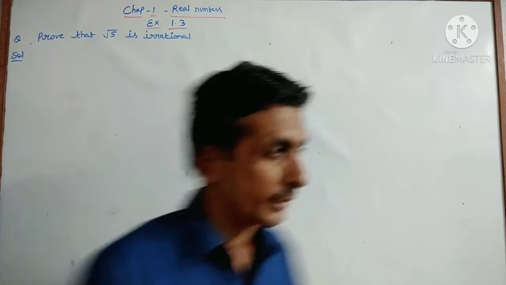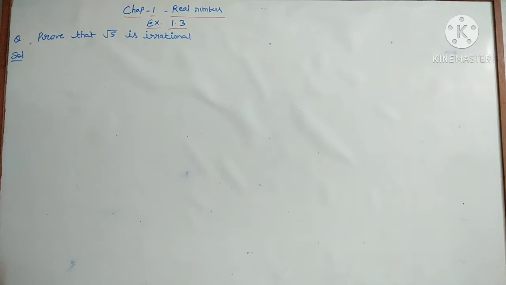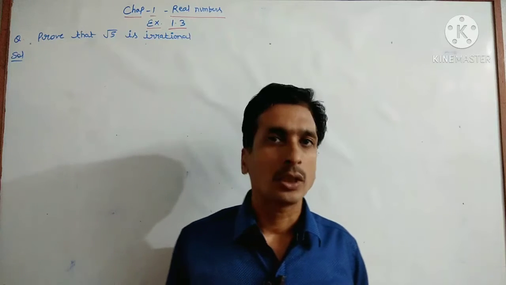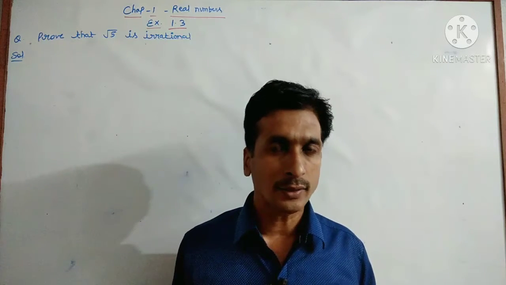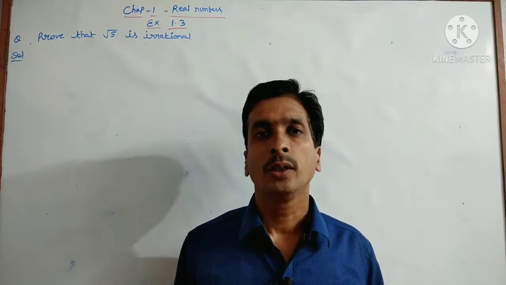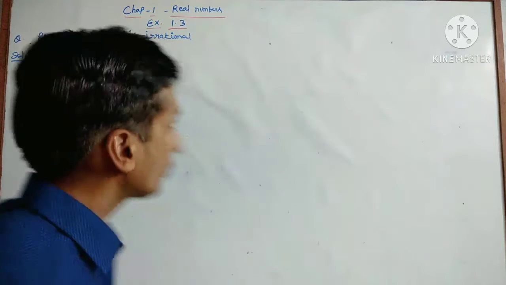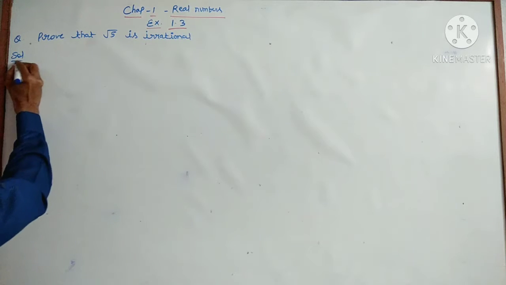So how to solve? Look at this one. Here is the first question: prove that root 5 is an irrational number. First of all we will assume that root 5 is a rational number, and this will be our contradiction, and so at last we will write that it is an irrational number. So here we will start.